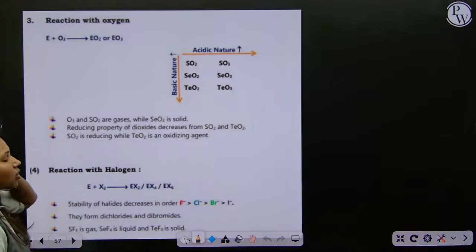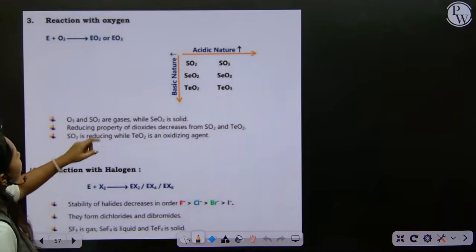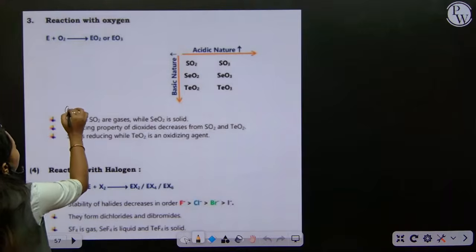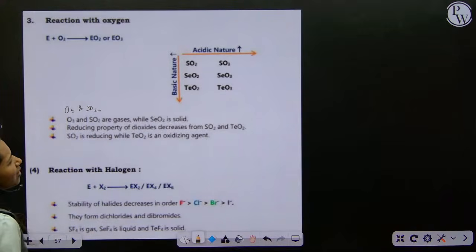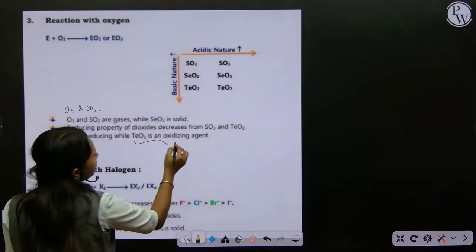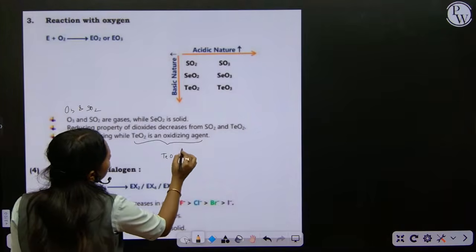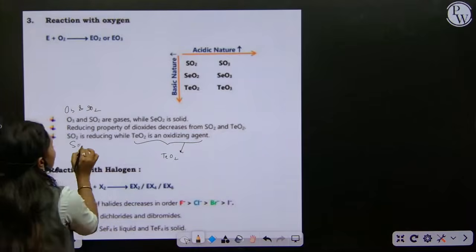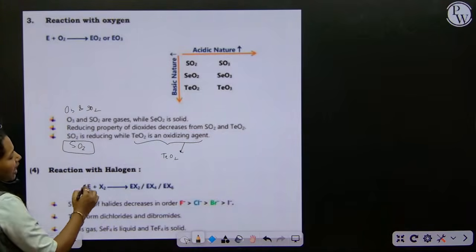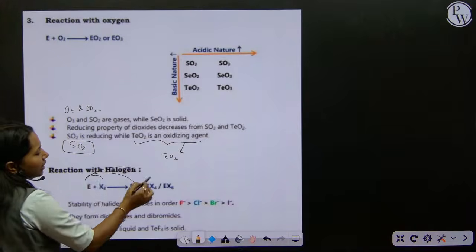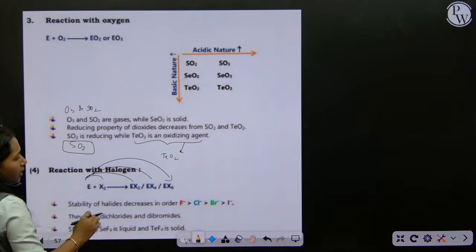Now, reaction with oxygen. They react with oxygen, and O3 and SO2 are gases. Reducing property decreases from SO2 to tellurium oxide. SO2 is reducing in nature, TeO2 is oxidizing in nature. Reaction with halogen. When they react with halogen, they form EX2, EX4 and EX6.